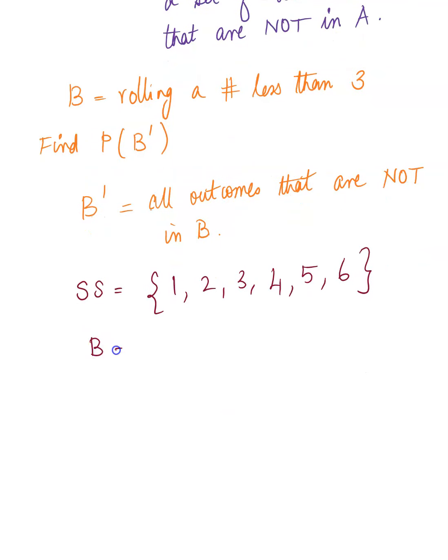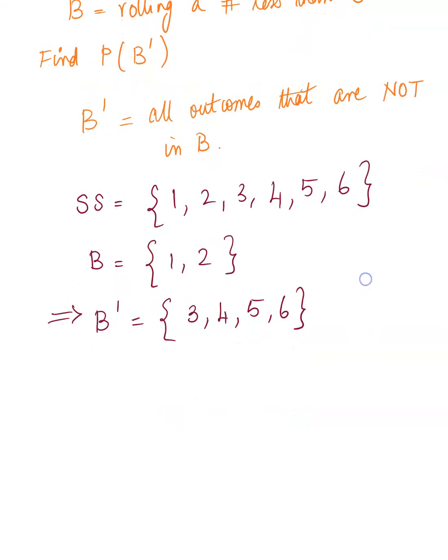Therefore, your B is rolling a number less than 3. So 1 and 2. Right? Rolling a number less than 3 will be 1 and 2. Therefore, this implies B prime would be all other numbers that are not in B. So if you go to your sample space, and remove the values that you see in B, which means if you take away 1 and 2, you will list all that is remaining. So we have 3, 4, 5, and 6. That is your B prime or B complement.